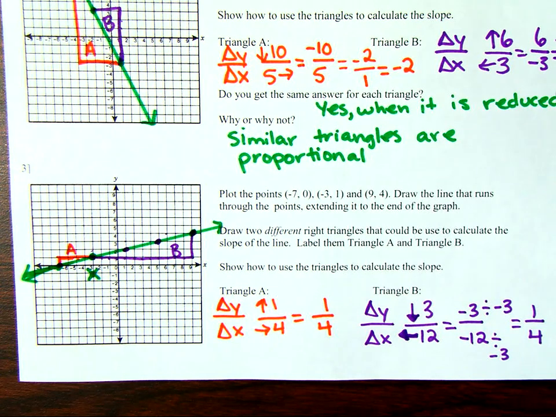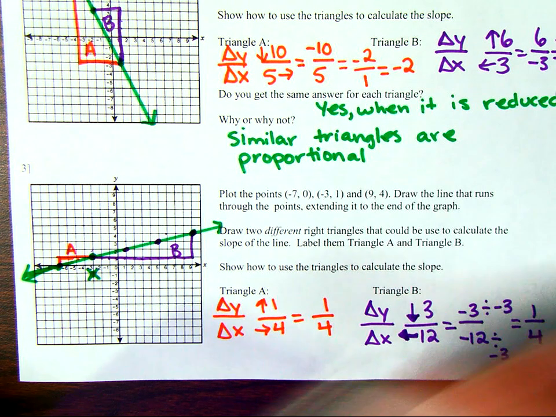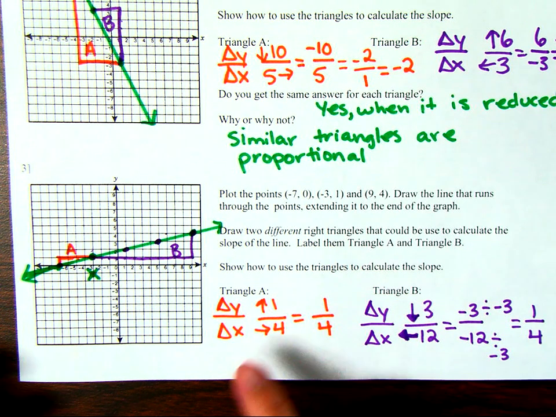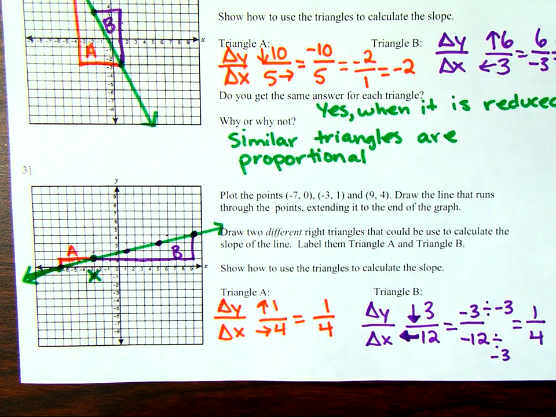So the whole point of finding this constant rate of change, this slope, is that you can use the slope to create every single ordered pair continuing on this graph.